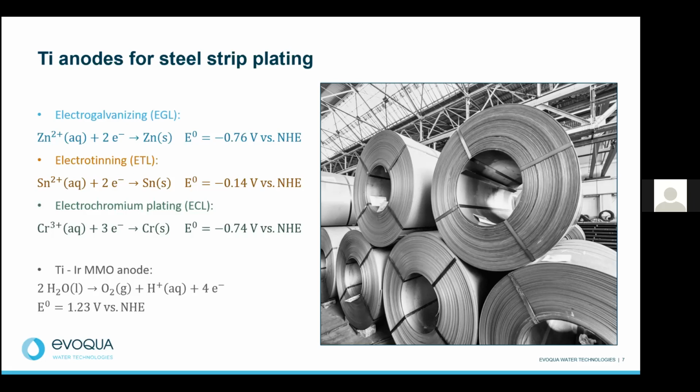So in all of these processes, just like the copper process, the plating process is what's of interest, and our anodes play the role of current supplier. To complete the circuit, of course, you need an oxidation reaction, and the oxidation reaction takes place at our anode and is usually the evolution of oxygen from water, so water oxidation. The conditions in metal plating and steel strip plating are a bit more mild than copper plating, but not by much. So you will still need an iridium-based MMO to supply the current to this process without dissolving everything.